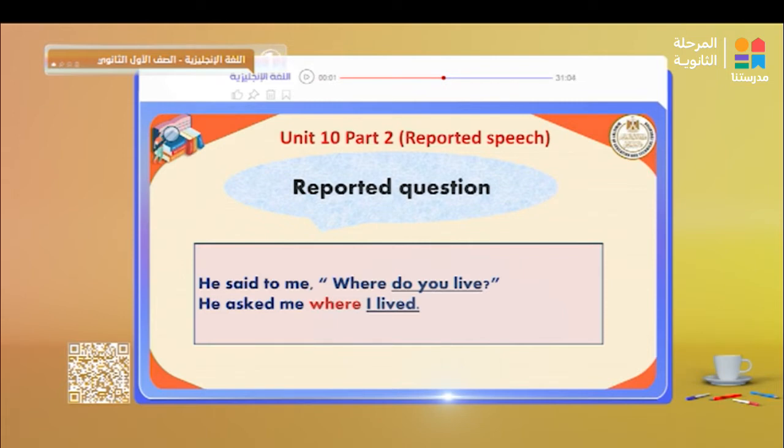So the most important thing in reporting the question is that if you have a question word, you will use it as a linking word. You're going to make a sentence, not a question. You're going to use a full stop, not a question mark.